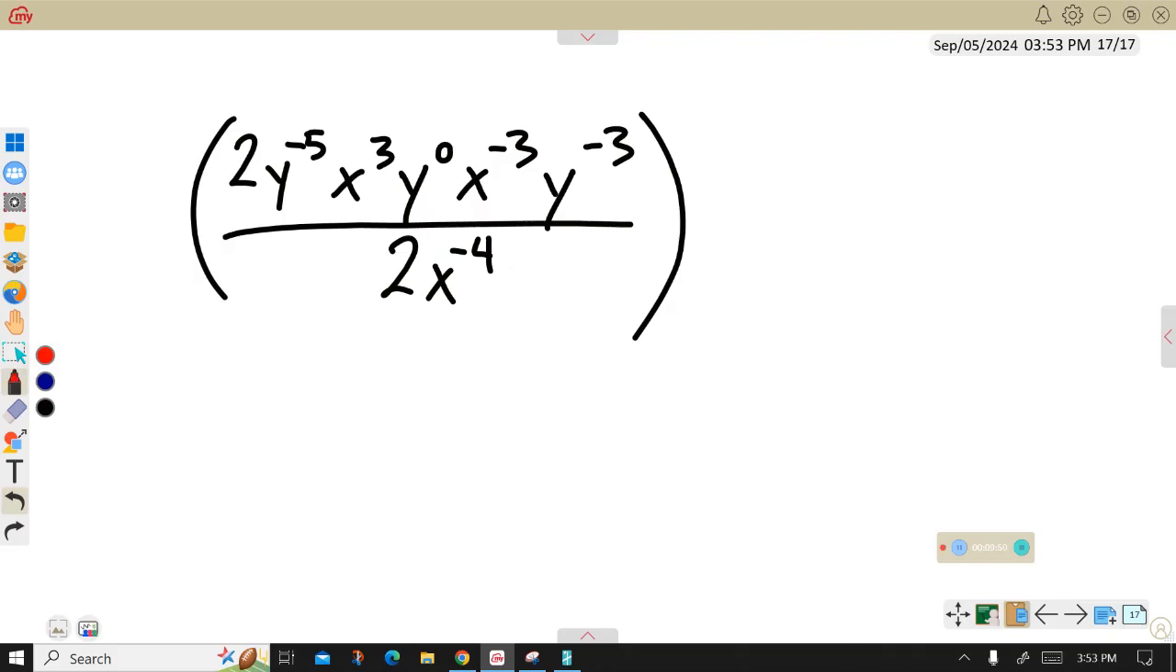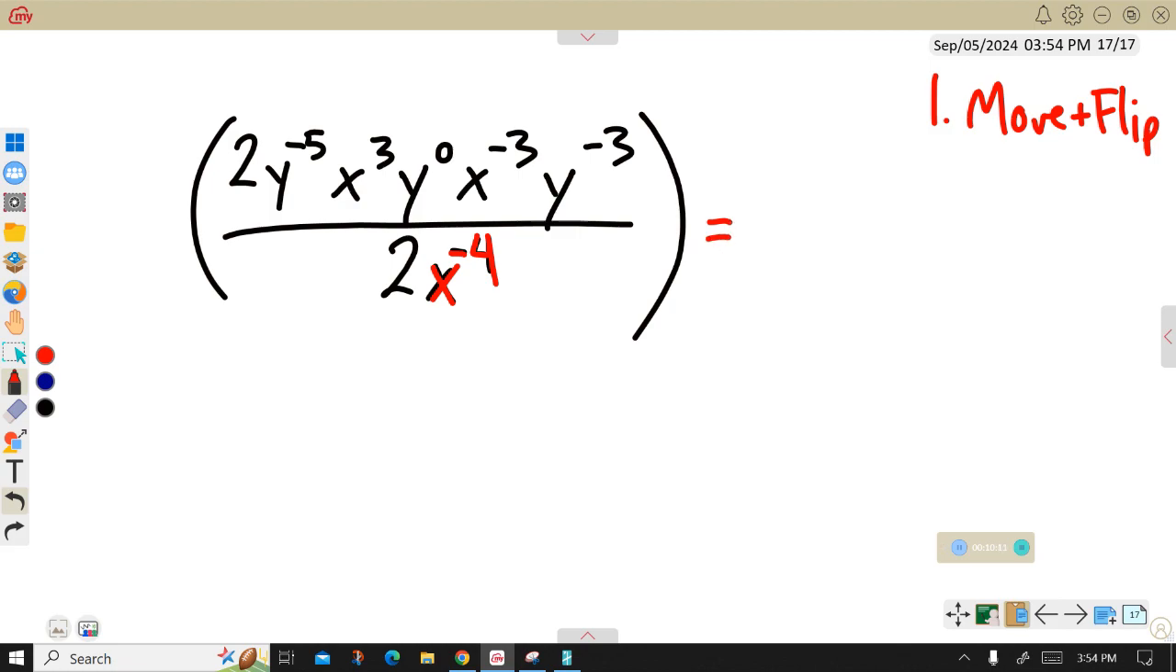Move and flip. Let's talk about what move and flip means. When I say move and flip, I mean to take anything that has a negative exponent, for instance, this x to the negative 4. That's a negative exponent, so it has to move to the other side of the fraction. It cannot stay where it is. It's got to go somewhere.